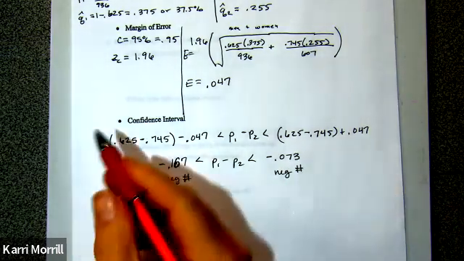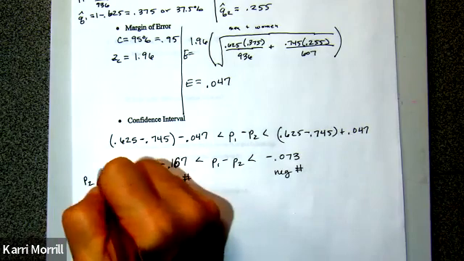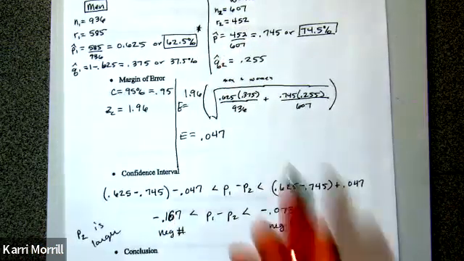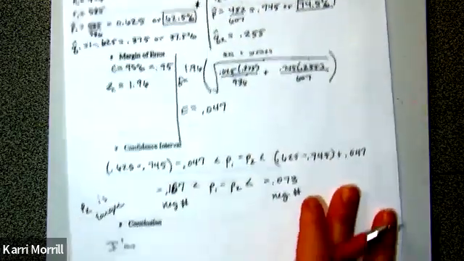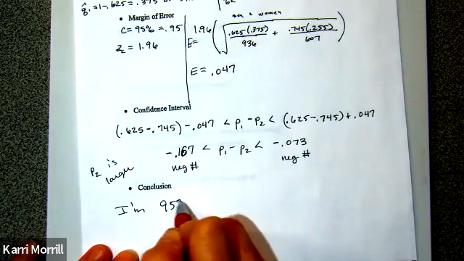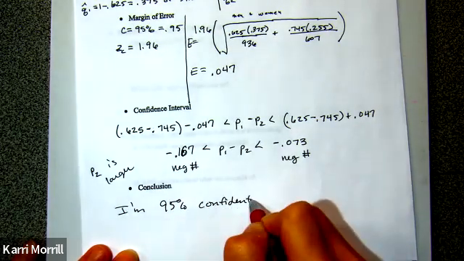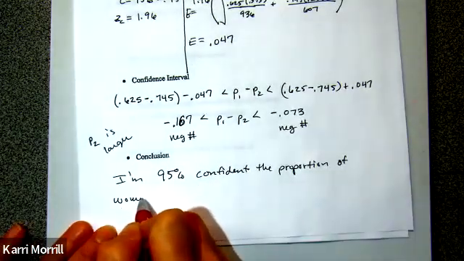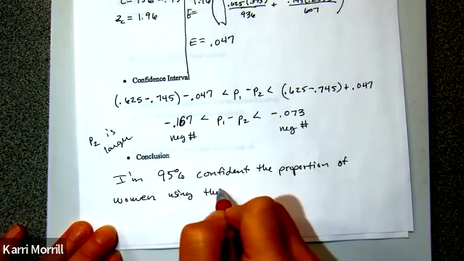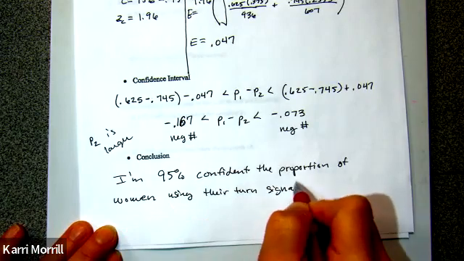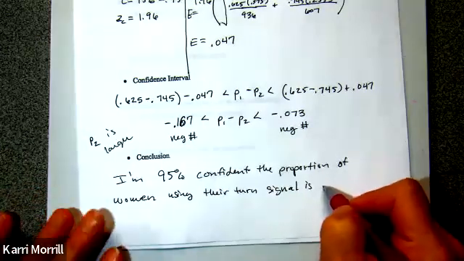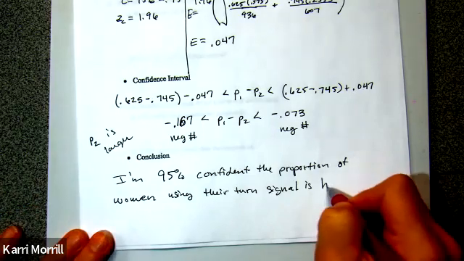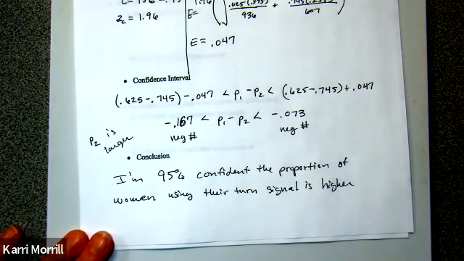So what does that mean? That means mu2, or in this case P2, is larger. So we're talking about women, that was our P2 value. And if it's larger, that means they use their signal more often. So I'm 95% confident the proportion of women using their turn signal is greater, larger, higher. I would say more likely or something, but I'll just put is higher. Women using their turn signal is higher than men.